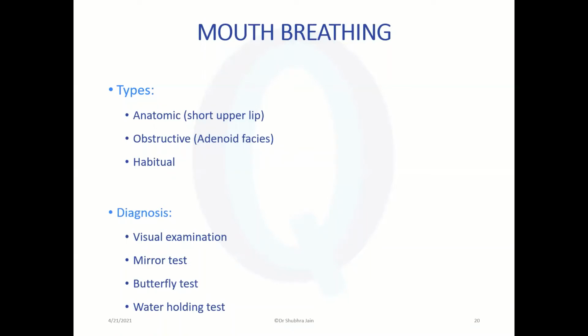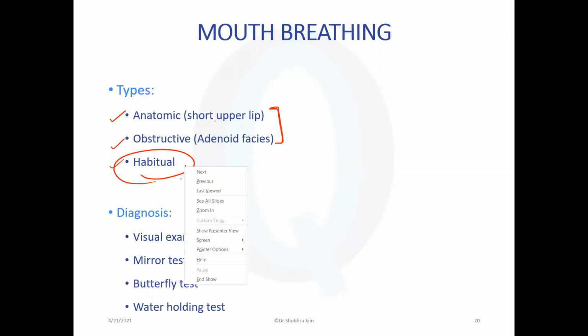Next, we are going to discuss mouth breathing. Now, mouth breathing has three types: anatomic, obstructive, and habitual. Habitual mouth breathing is when the mouth breathing was anatomic or obstructive and the symptoms have subsided, but still the patient breathes through the mouth because of the habit. Then it is habitual mouth breathing.